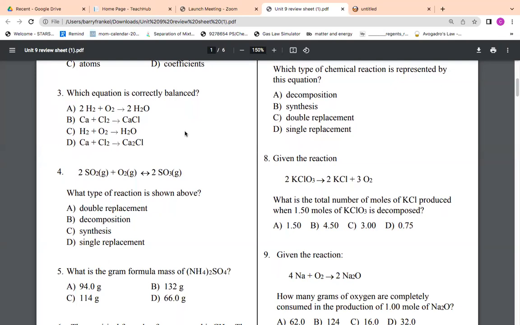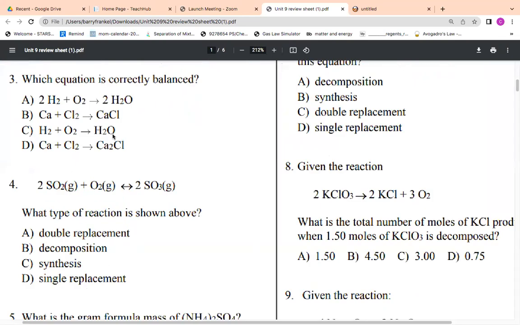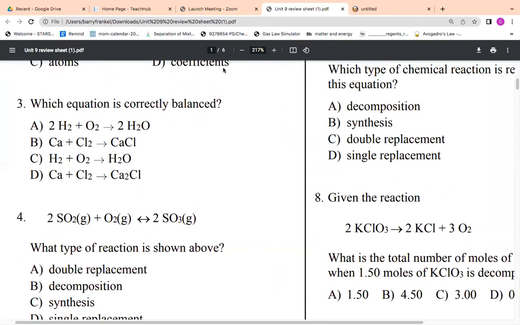Number 3, which equation is correctly balanced? So let me just zoom in. All right. So if we look at the first one, okay, here on the reactant side, we have 4 hydrogens and we have 2 oxygens. On the other side, we have 4 hydrogens and we also have 2 oxygens because, again, these coefficients distribute into everything inside that substance. So this one off the bat, this is the one that we're going to go with. That is correctly balanced, but let's just take a look at the other ones anyways.